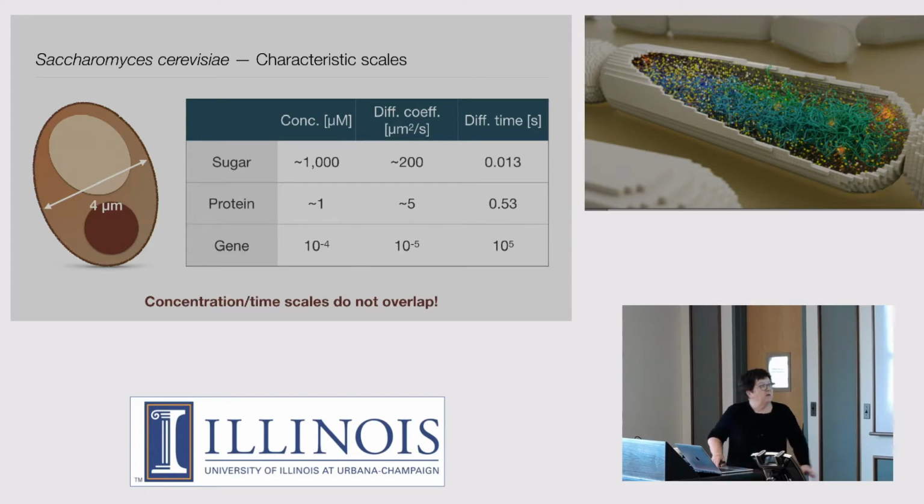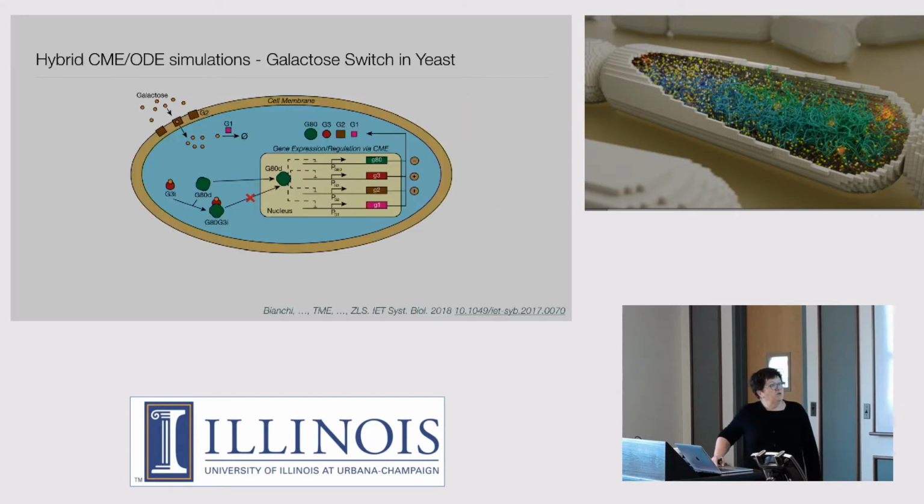But the problem, as I said, I just want to point out the challenges. They're not insurmountable, but it did cause us to stop and develop hybrid methods because the concentrations and the time scales don't overlap. If you're asking about sugars, proteins, DNA, there are different time scales for that. And now this is the picture I was looking for, employing one of those hybrid methods.